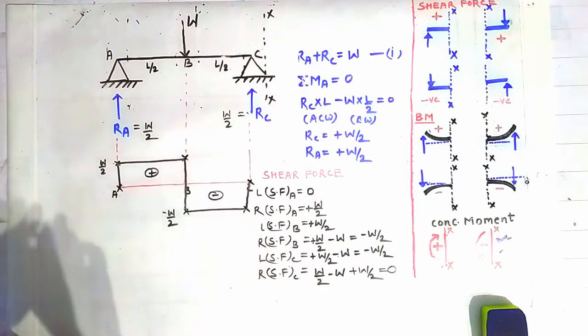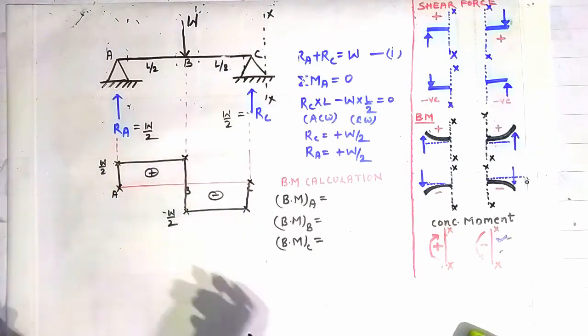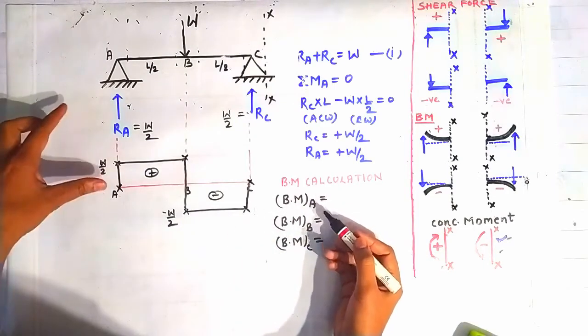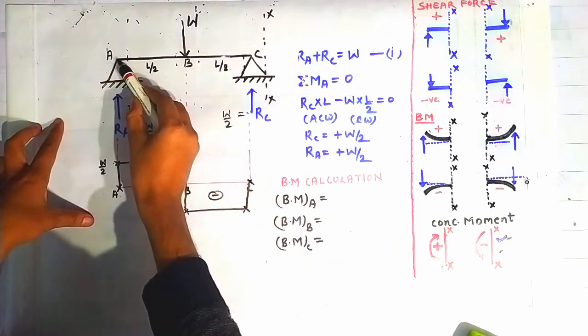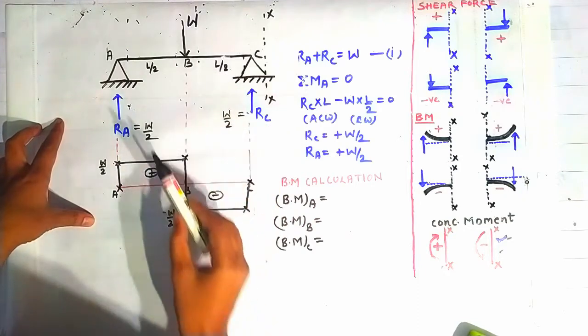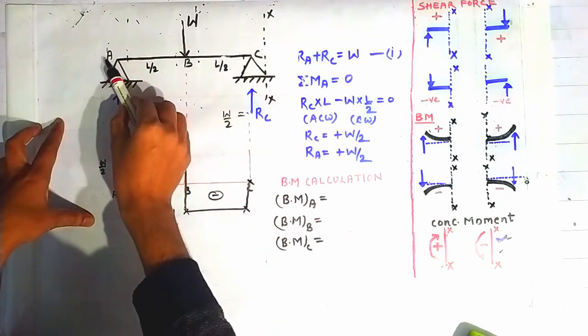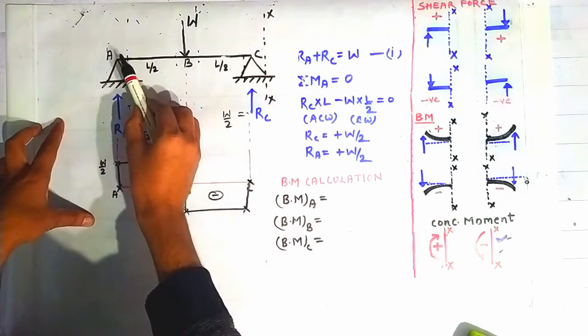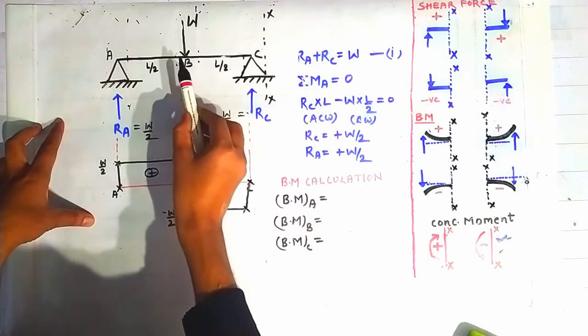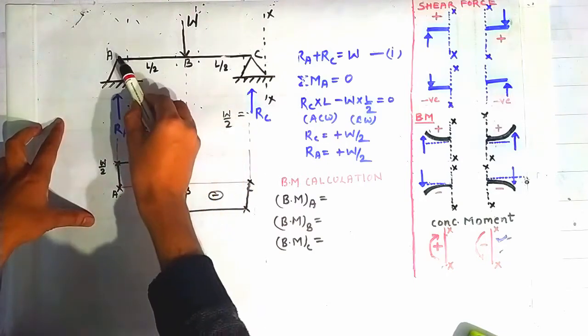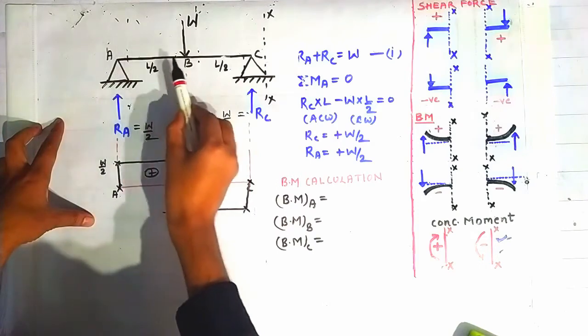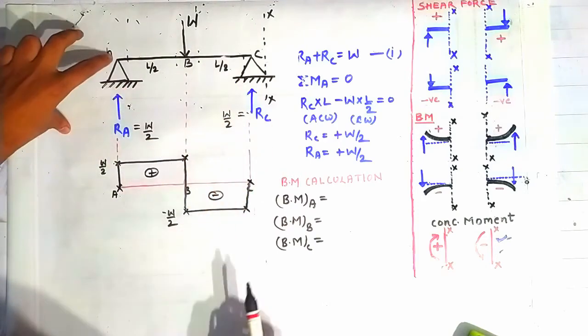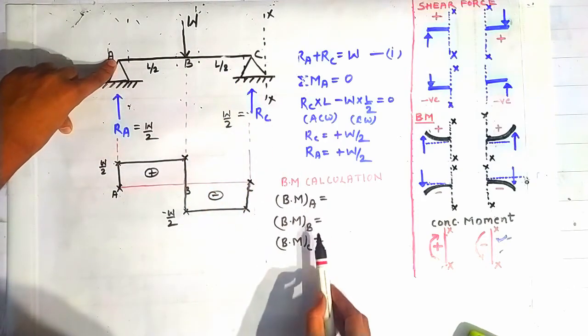Now friends, we will draw the bending moment diagram. For that we have to find out the bending moment at the point A, B and C. We do not have to find out the bending moment on the left side and right side of the point A, and the same for the points B and C, because there is no concentrated moment acting at the points A, B and C. That's why we will directly find out the bending moment at the points A, B and C.